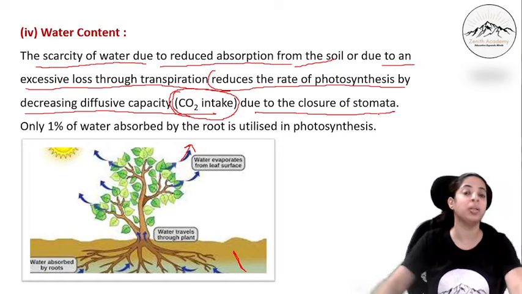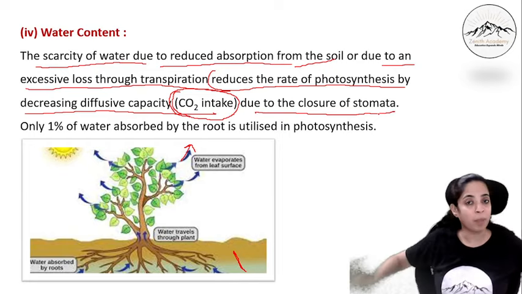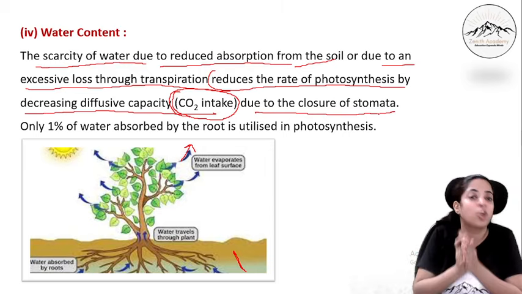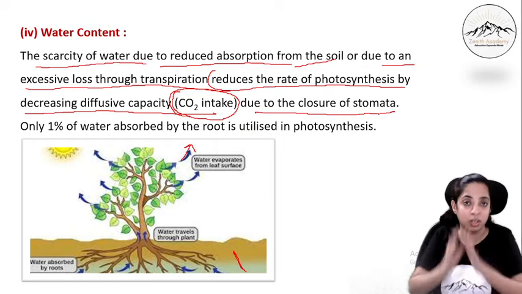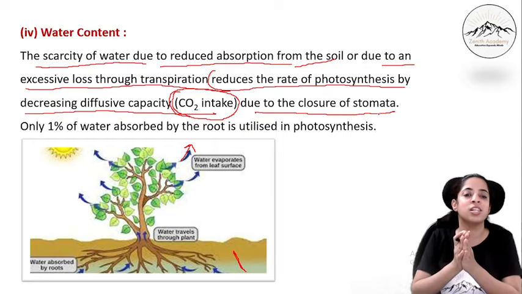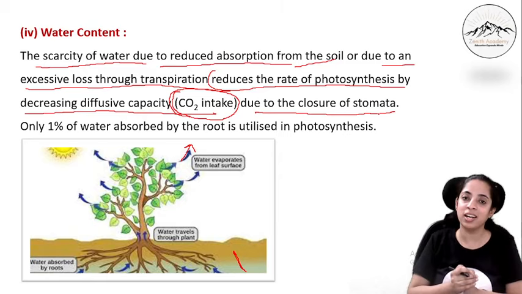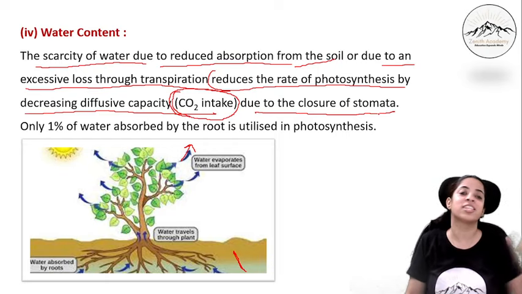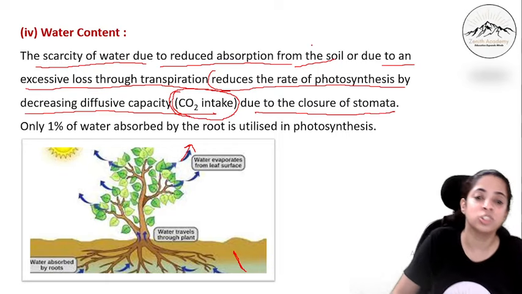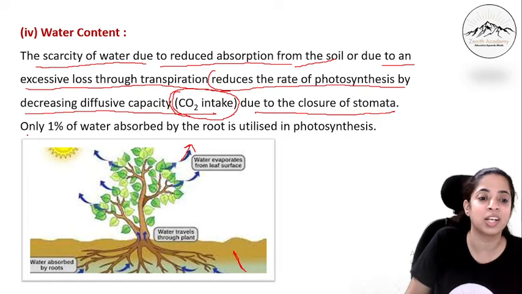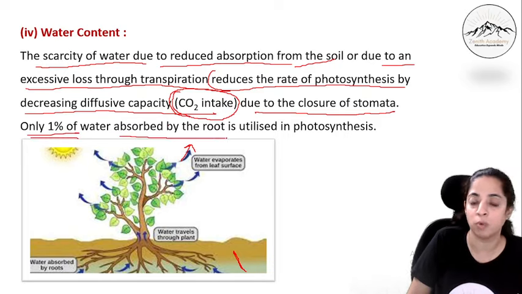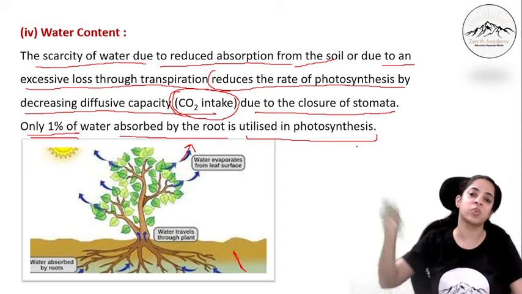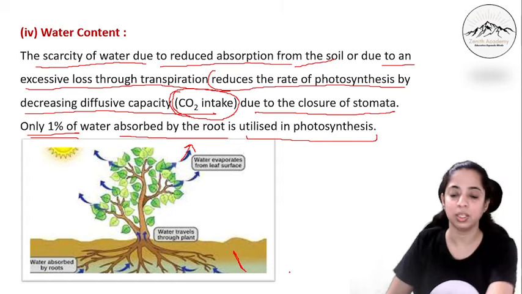Because now see what has happened, water content is less. या तो पानी कम absorb किया है या ज़्यादा transpirate किया है, water content is less. It means the stomata will close down so that the water is not getting lost. So when the stomata closes, it cannot take carbon dioxide inside. Now if it doesn't take carbon dioxide inside, what happens? Photosynthesis will decrease, right? So children, you should also know this fact that only 1% of the water which is absorbed by the root is utilized in photosynthesis. Otherwise maximum of it is transpirated. Okay, now let's go ahead.